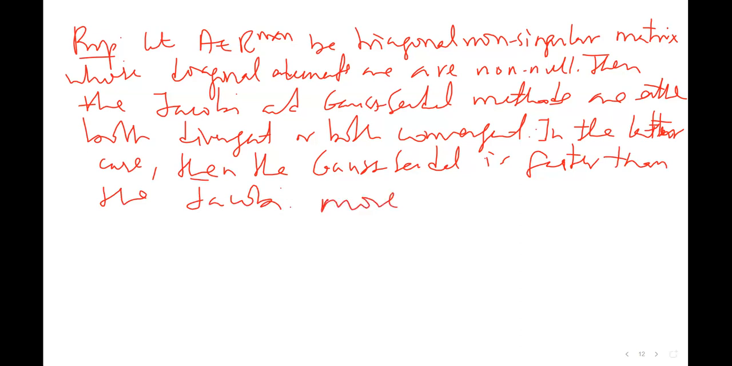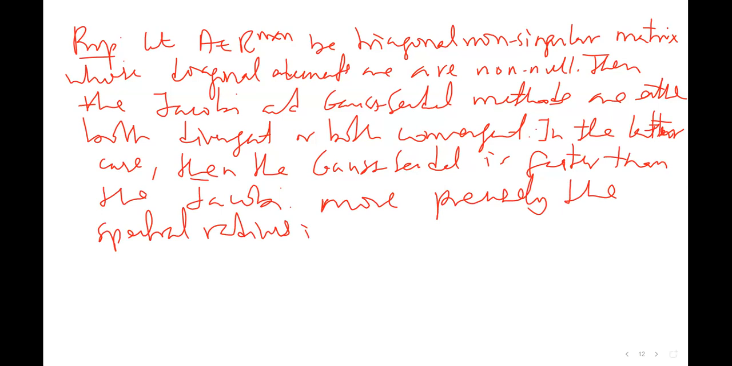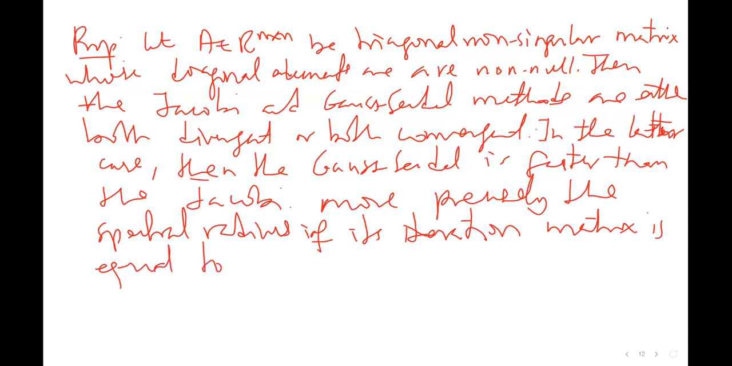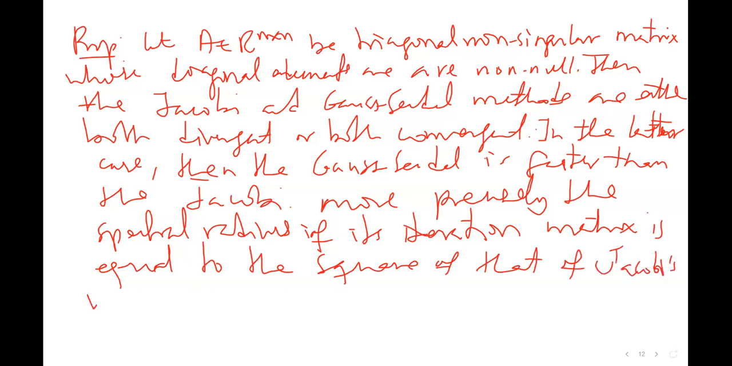and then this is what I said I'll speak about. More precisely, the spectral radius of its iteration matrix is equal to the square of that of Jacobi's method.